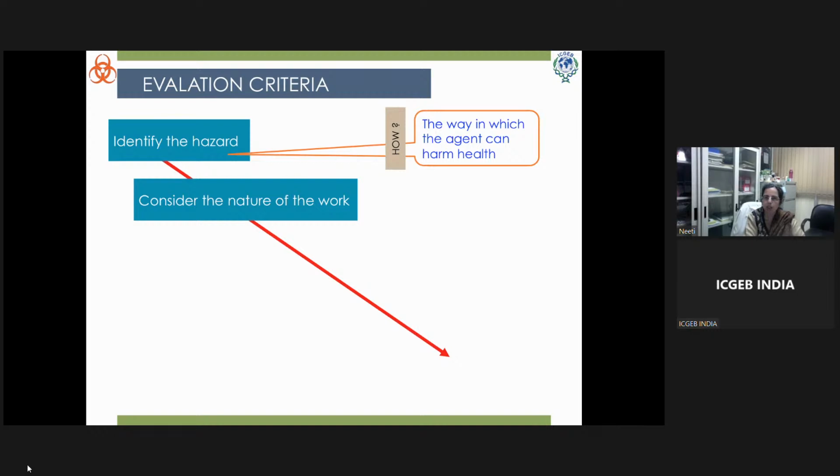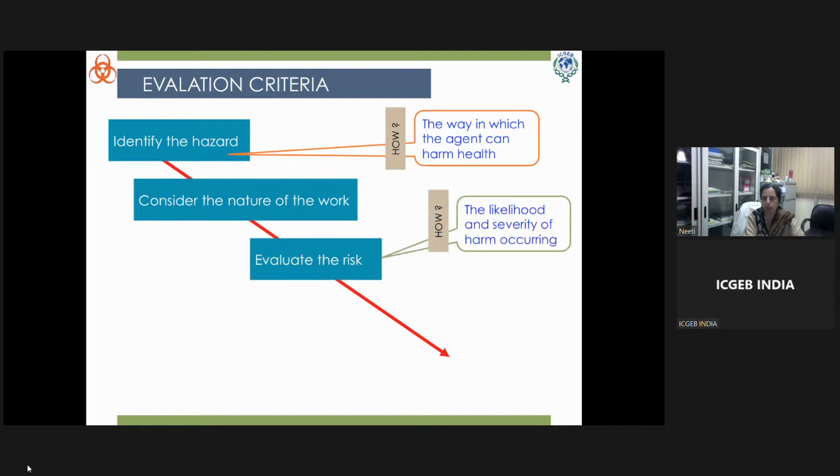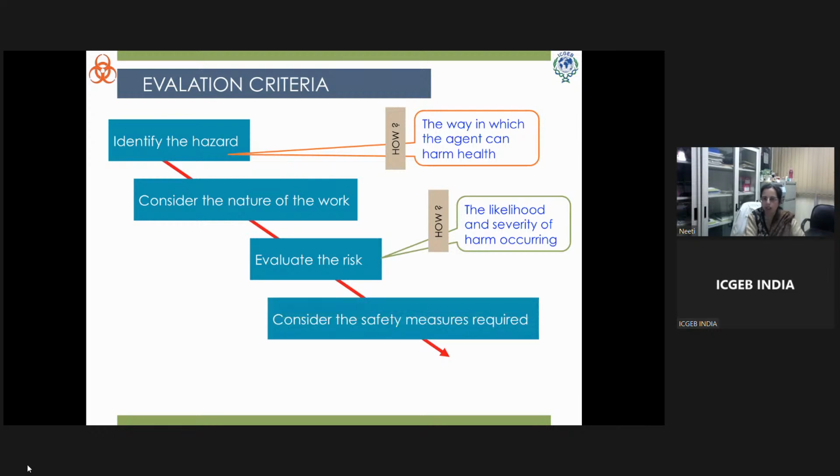Whether only a particular gene or protein or a part of the pathogen needs to be understood or characterized, or the experiments would involve handling the entire pathogen or the screening for the pathogen. All these features would include the nature of the work being involved, and based on these we evaluate the risk factor. That is, what is the likelihood or the severity of its causing harm.